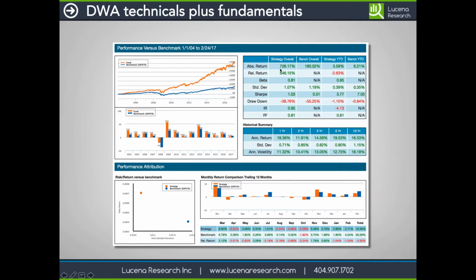Here we're seeing a 726% return over this period, Sharpe ratio now above 1, great information ratio 0.95. So this is just showing how we're able to use machine learning to really eke out the best data items that work together.